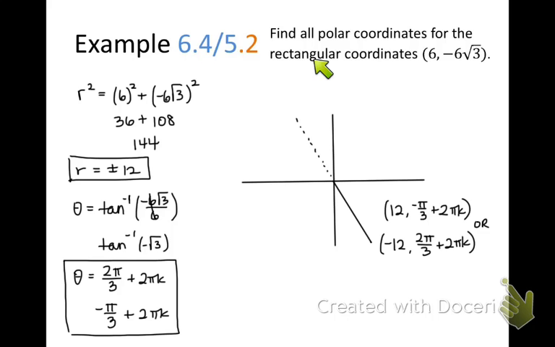And again, they might not ask you for all polar coordinates. They may say, find the polar coordinates from 0 to 2 pi, or find the polar coordinates from negative pi to pi, right? So make sure you're watching the wording on that. I did the all solution, so I added 2 pi k. All right.